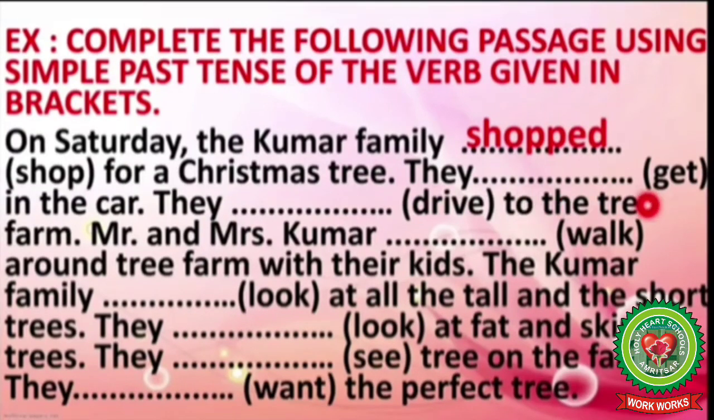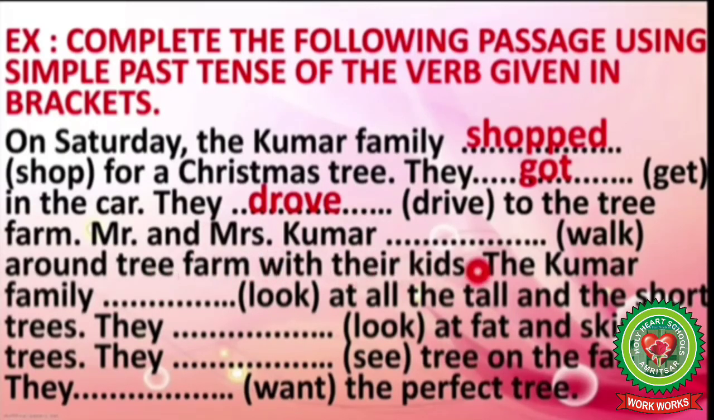They dash in bracket get in the car. Past form of get is got. So here we will write got. They got in the car. Next is they dash in bracket drive to the tree farm. Here the past form of drive is drove. So we will write drove. They drove to the tree farm.